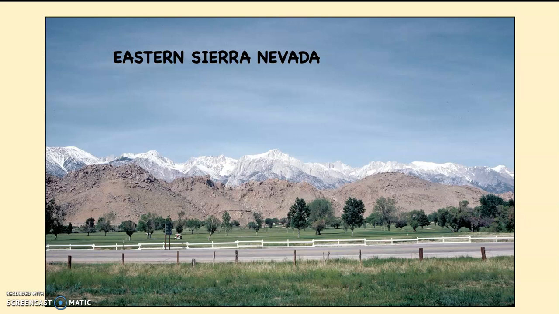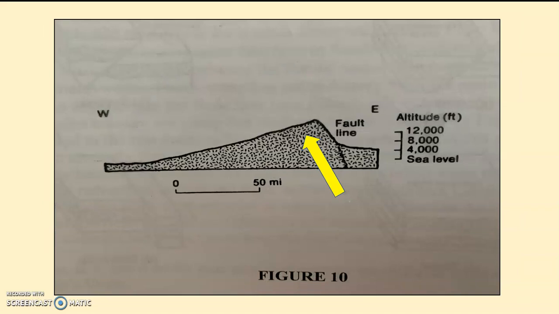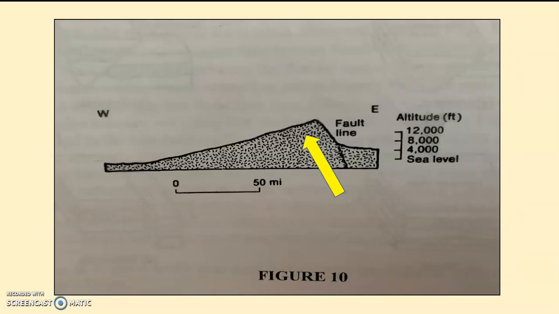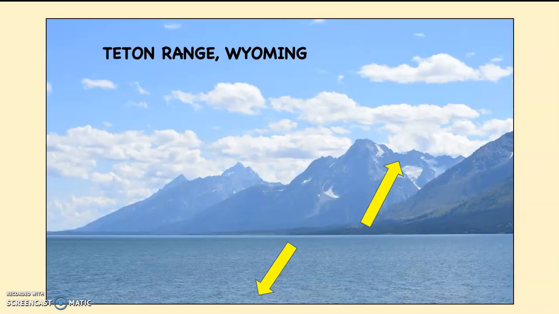Well, this is all being lifted up along a normal fault. It looks something like this in a diagrammatic form. You can see the yellow arrows pointing at what's happening: the eastern side of the Sierra is being tilted up. But notice on the western side, there is no fault line there. That normal fault is on the eastern side of the Sierra, which results in this. The eastern side of the Sierra is very steep, whereas the western side of the Sierra is much more gentle and gradual because the fault line isn't there.